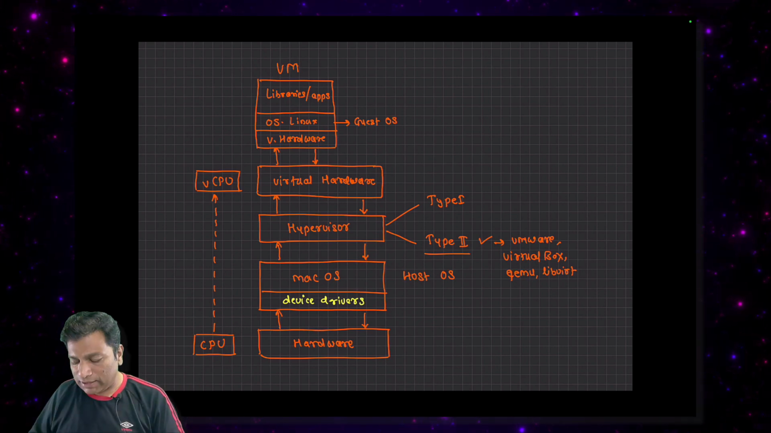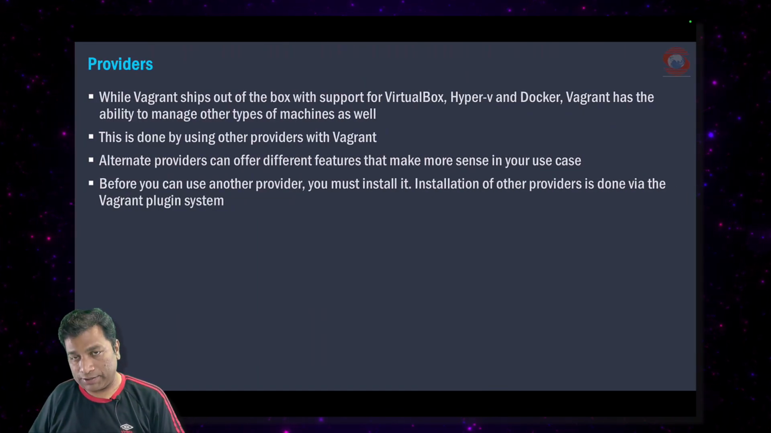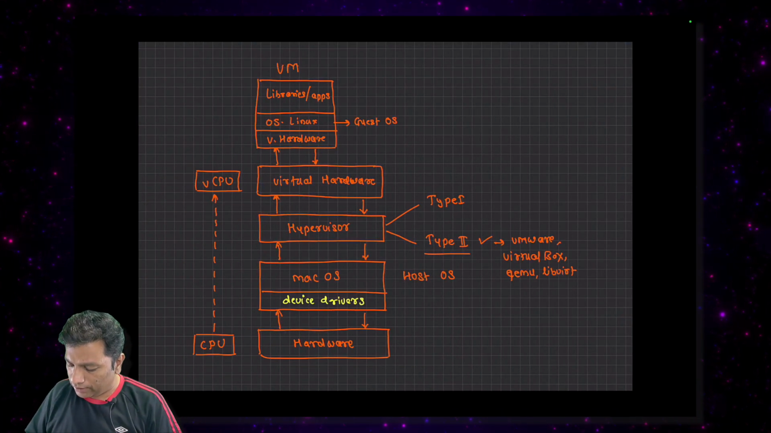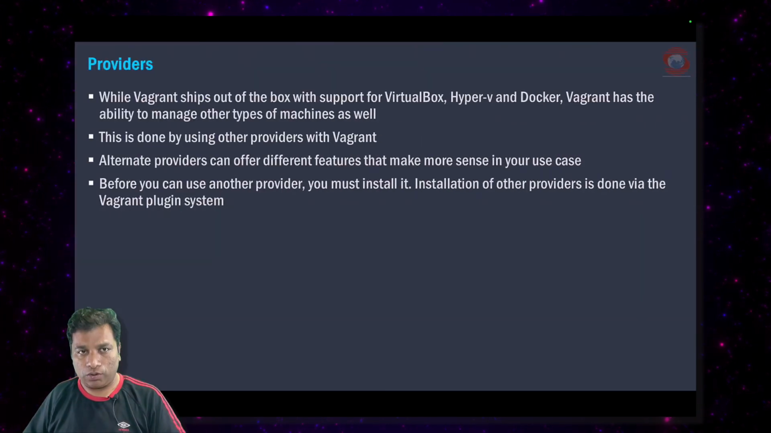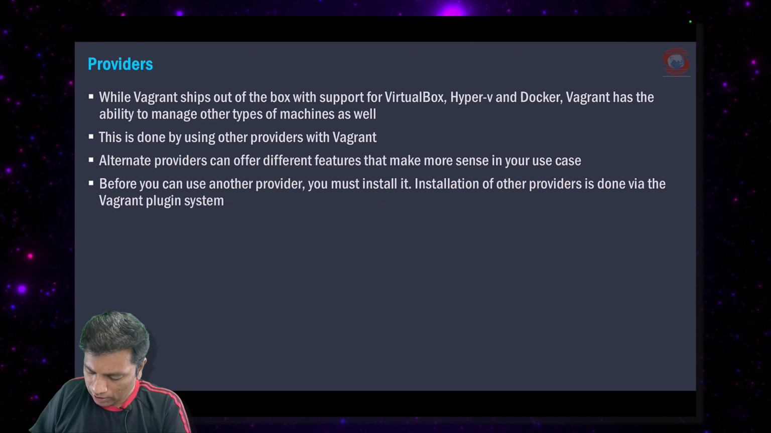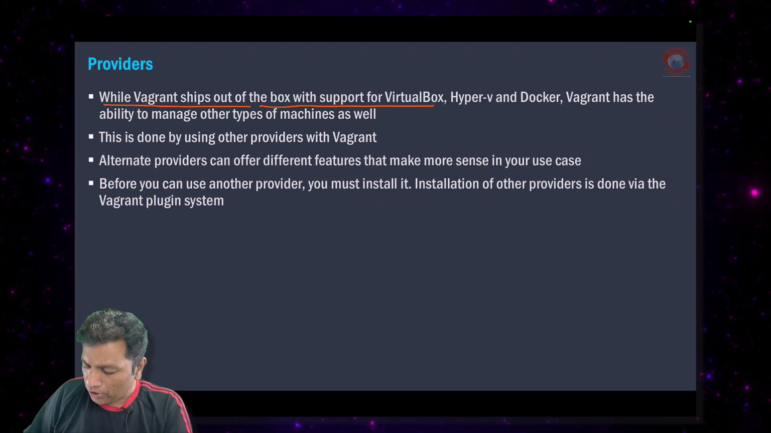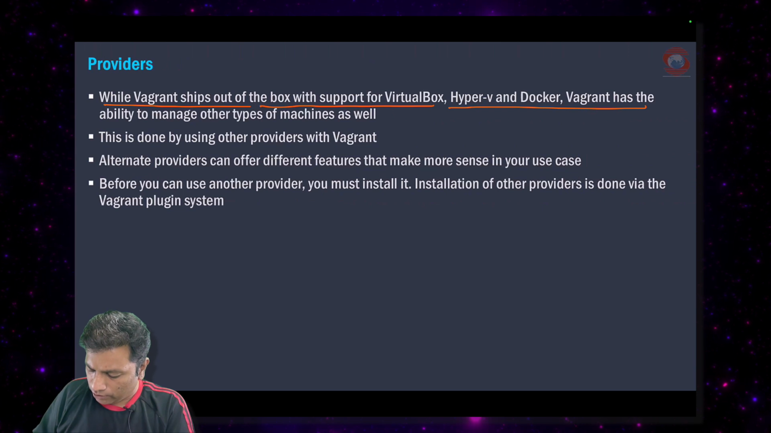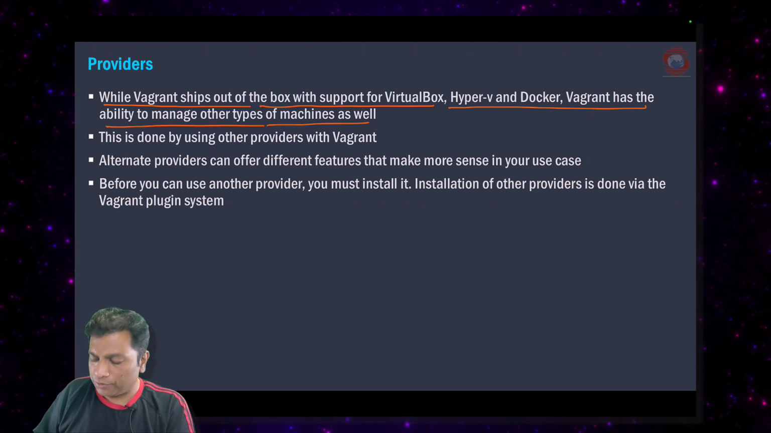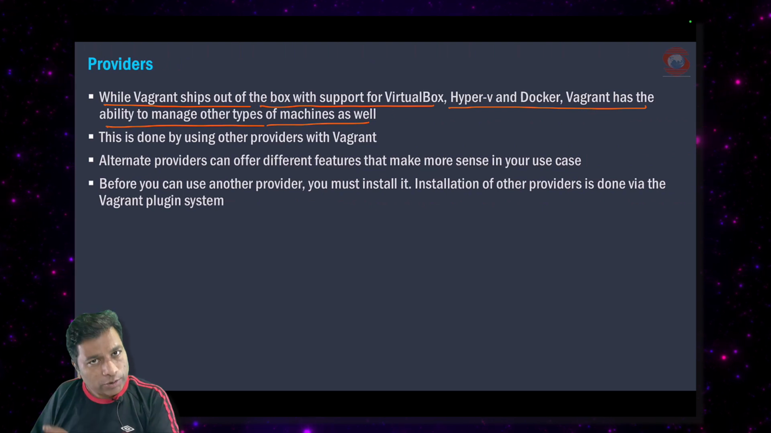Okay, so if that is the case, let's understand what exactly the provider here is in Vagrant's context. So the provider here is nothing but that hypervisor. So hypervisor in case of Vagrant is known as the provider. While Vagrant ships out of the box support for VirtualBox, Hyper-V, Docker, Vagrant has ability to manage other types of machines as well. So it by default supports VirtualBox, but it need not be VirtualBox.